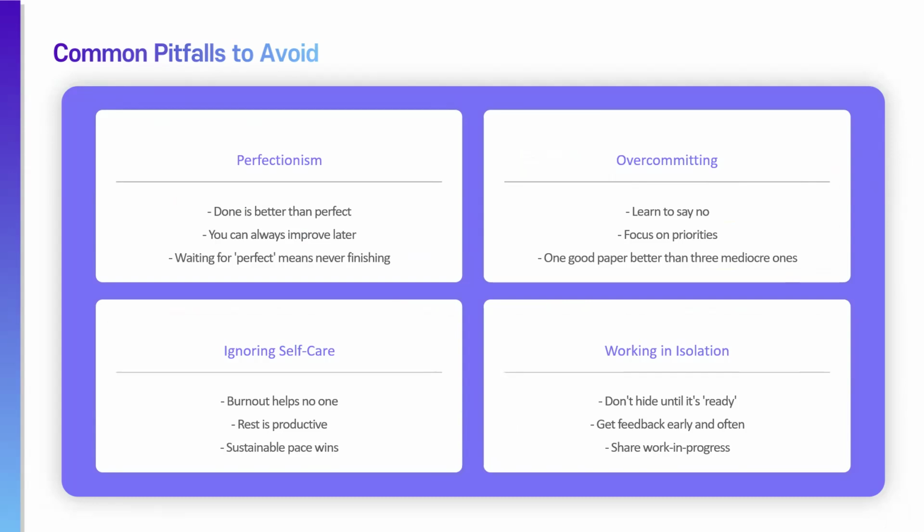Let me warn you about 4 traps that derail researchers. Perfectionism. You keep revising but never submit. Ignoring self-care. You work constantly. Sacrificing sleep and relationships. And overcommitting. You say yes to everything.